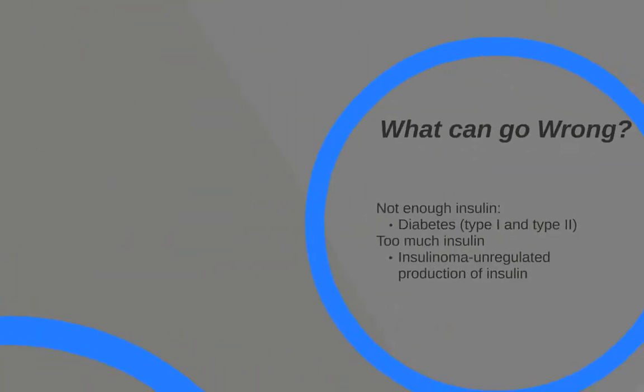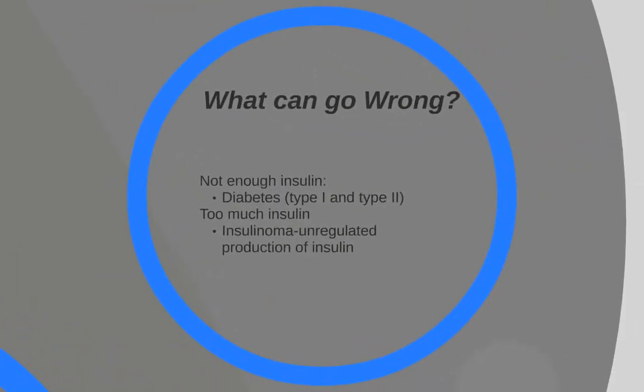If the body does not have enough insulin, diabetes can happen. Type 1 is in children when their cells do not create enough insulin and diabetes occurs. Type 2 is in adults when there is something wrong with the secretion of the insulin and there is not enough insulin in the blood. If there is too much insulin, insulinoma can occur, which is a tumor of the islet cell when there is unregulated production of insulin and the cells store up more and more insulin and a tumor happens.